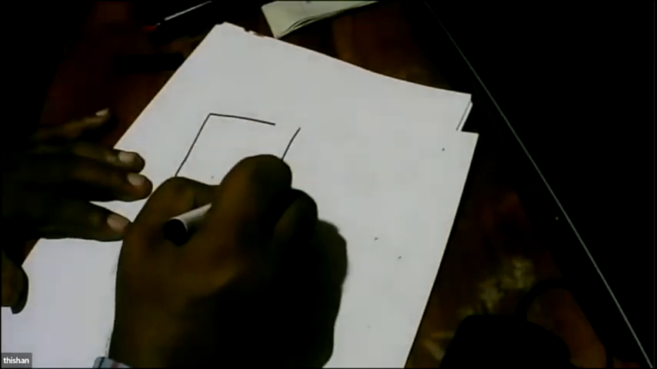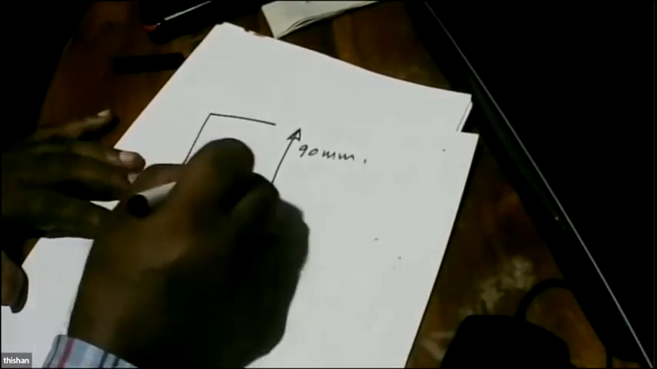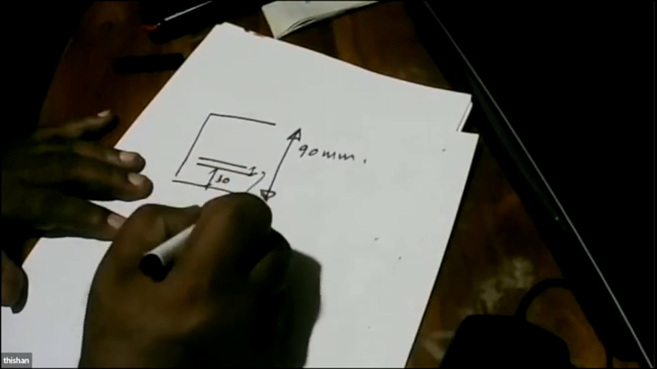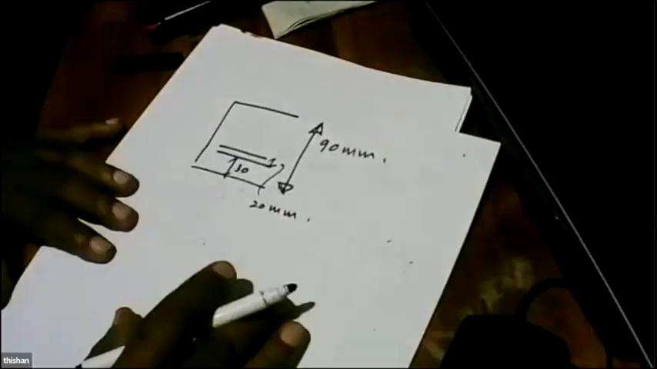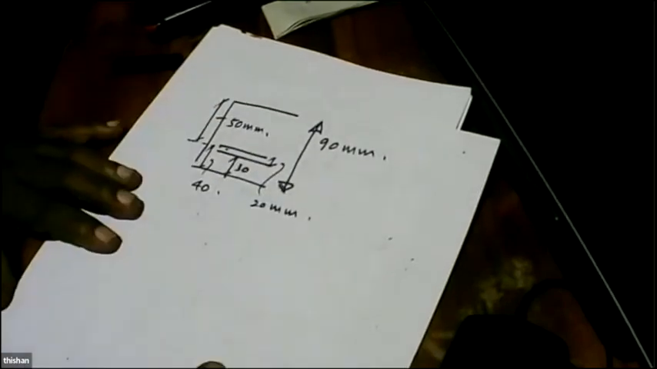So it's going to be 90 millimeters, and I'm going to have a cover of 30. And let's assume we can go up to 20 millimeters. We might not need 20 millimeters, but let's assume that we are going up to that. So this distance to the centroid is 40, and here you get another 50 millimeters.